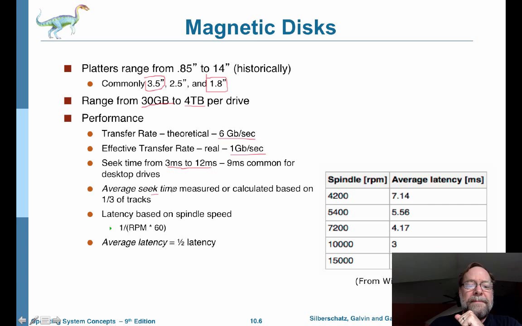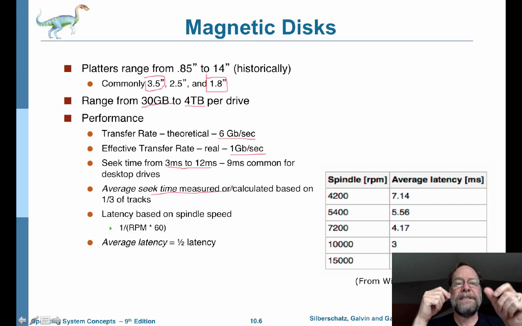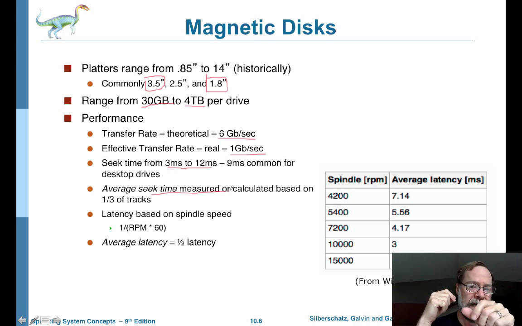The average seek time has to be calculated based on how long the seek takes on different tracks and different cylinders, because the seek time is going to vary somewhat depending on which track you're trying to get to, which cylinder you're trying to get to.